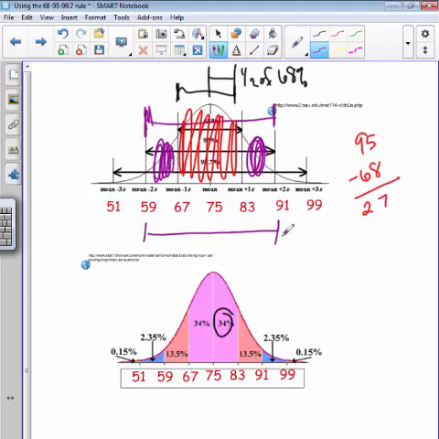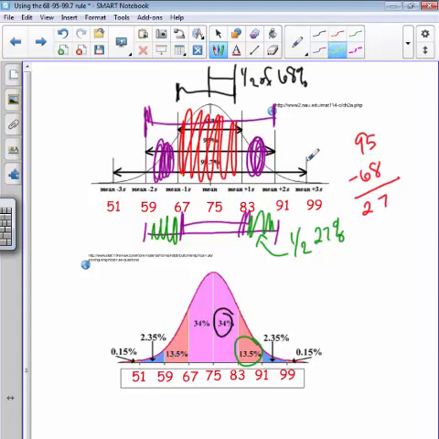From 59 to 91, I have 95% of the data. I take out from 67 to 83, that leaves me with 27%, and that's the area here with the area here. Because it's 27% over each of these green pieces, this one will be half of 27%, which gives me 13.5%. Between 1 standard deviation and 2 standard deviations above, I have 13.5% of the data. Between 1 standard deviation below and 2 standard deviations below, I also have 13.5% of the data.